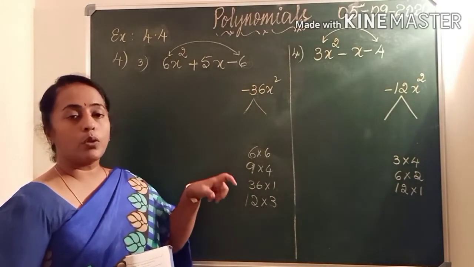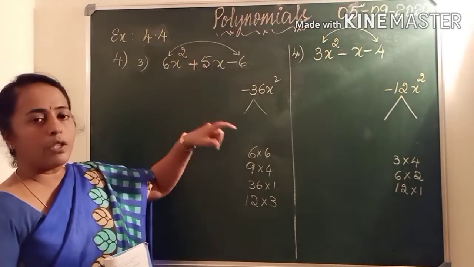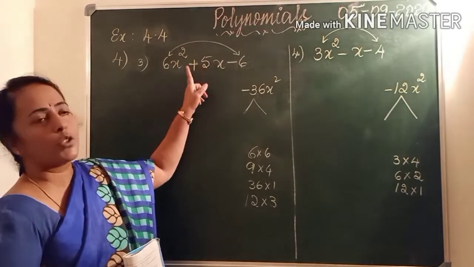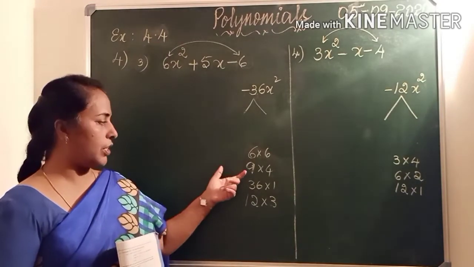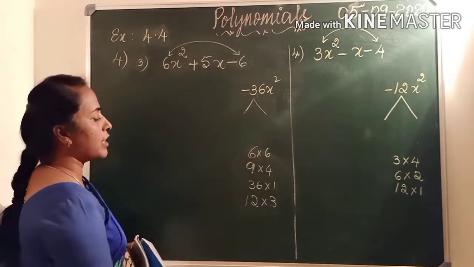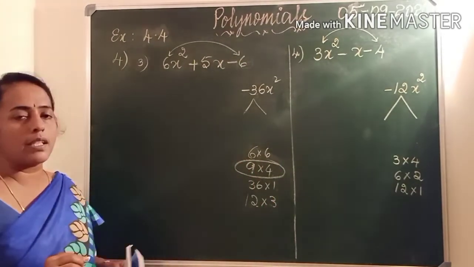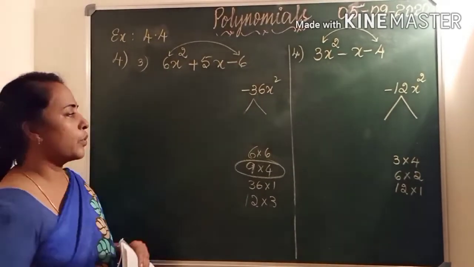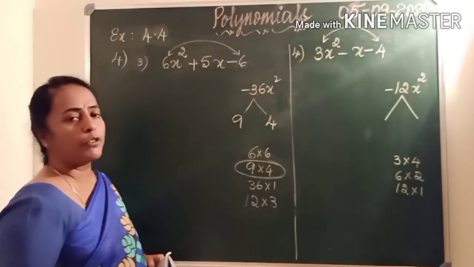That means you have to subtract the factors to get the middle term. So, when you subtract those two factors, you should get 5. See, among this group, when you subtract, which factors do you have to select? 9 and 4. When you subtract this, you will get 5. So, now we got two factors. Now, you should put the sign for this.